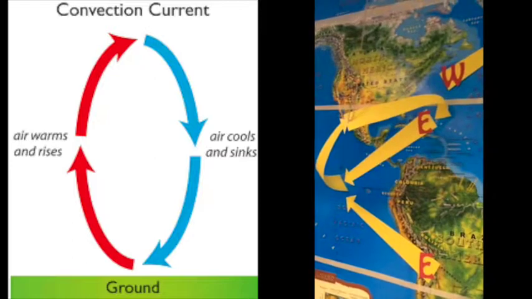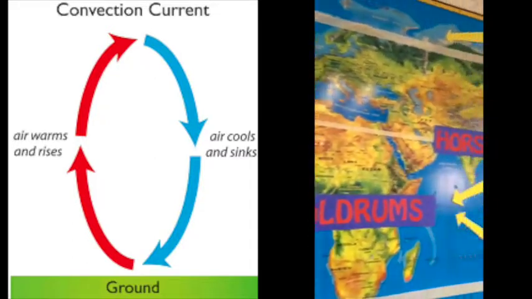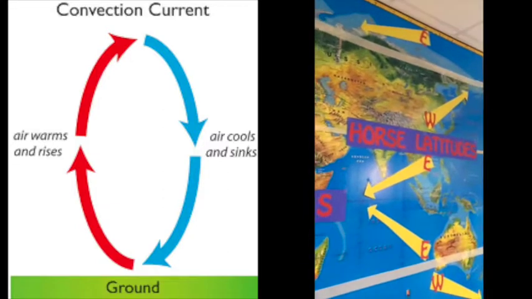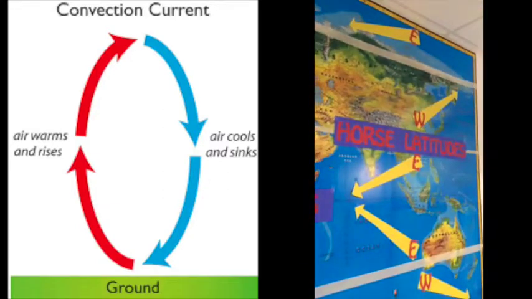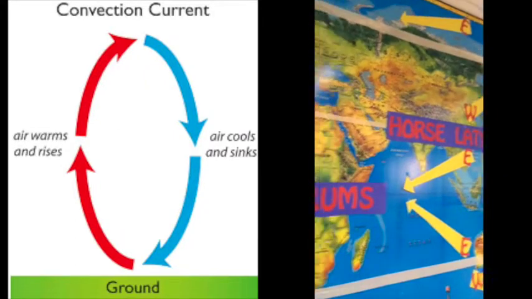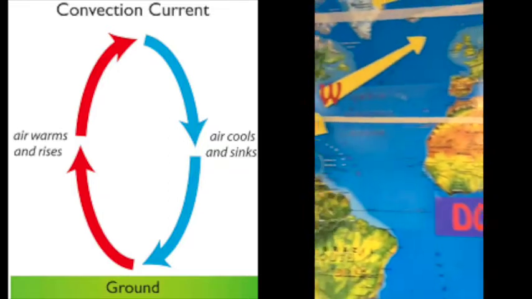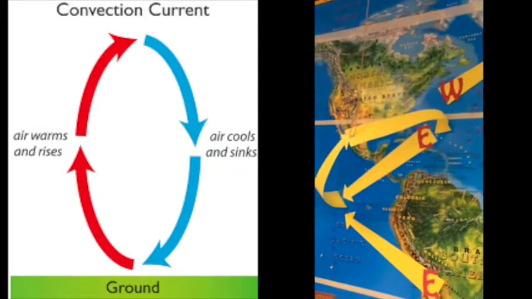But as it gets cooler and sinks down, it sinks down at these horse latitudes. So the horse latitudes are really latitudes of sinking air. And as they sink, the air expands out as they hit the ground, spreading out, creating these dry areas across the globe because they lost all their moisture in the rising process.